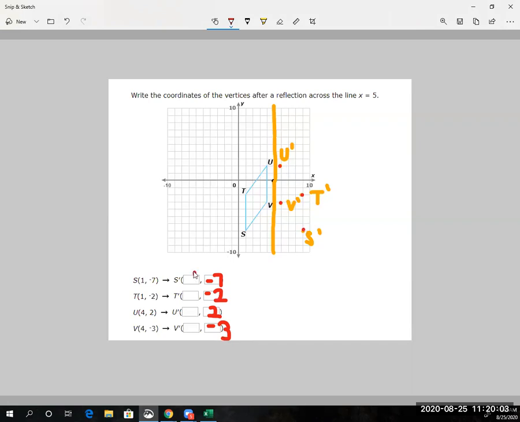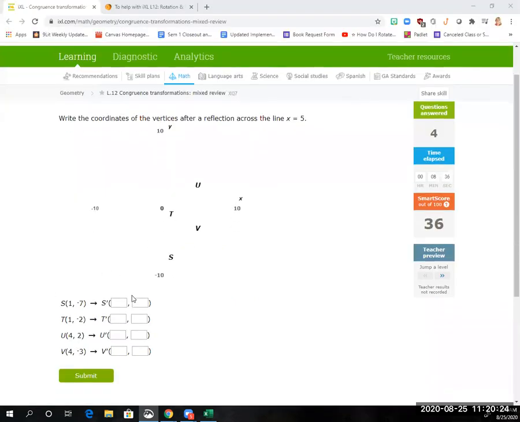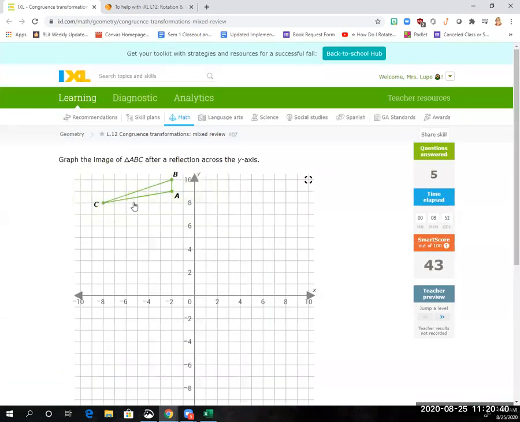So for S, it would be 9. For T, it would be 9. For U, it would be 1, 2, 3, 4, 5, 6. So this one should also be 6. So let me move this and then type those in. What a mess. Made my picture go away. Okay, let's see. Okay, and that was correct.